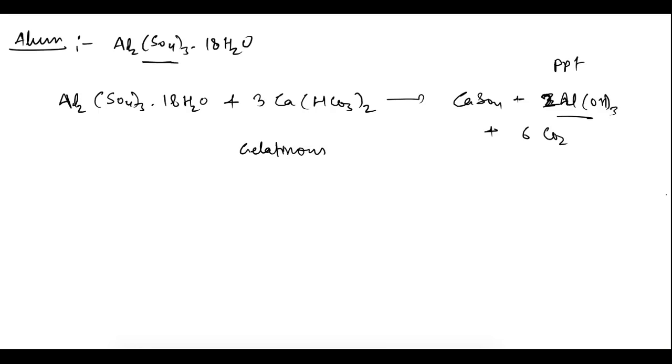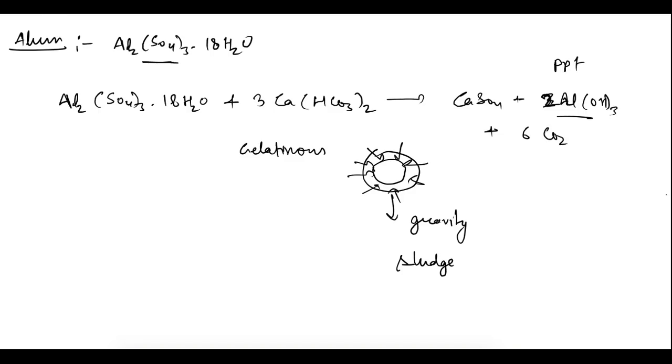So what does this precipitate do? It is sticky in nature, so other particles get stuck on the surface of this precipitate. This precipitate increases in size and it can settle due to gravity. The only problem is that it produces sludge, so that sludge has to be removed separately.